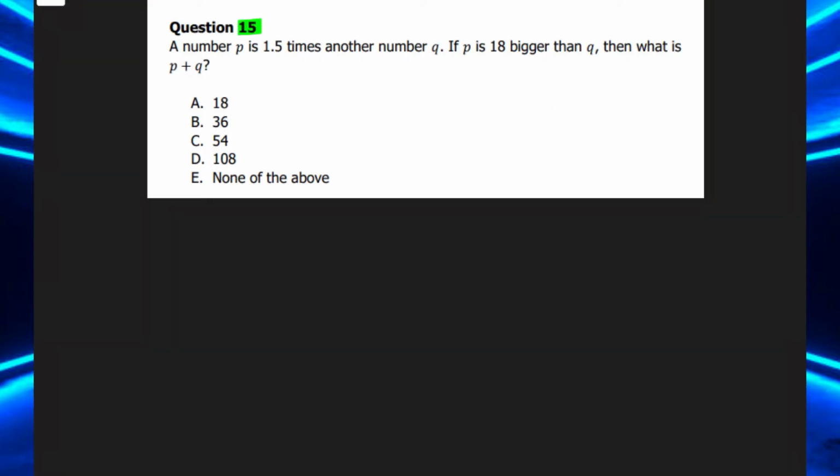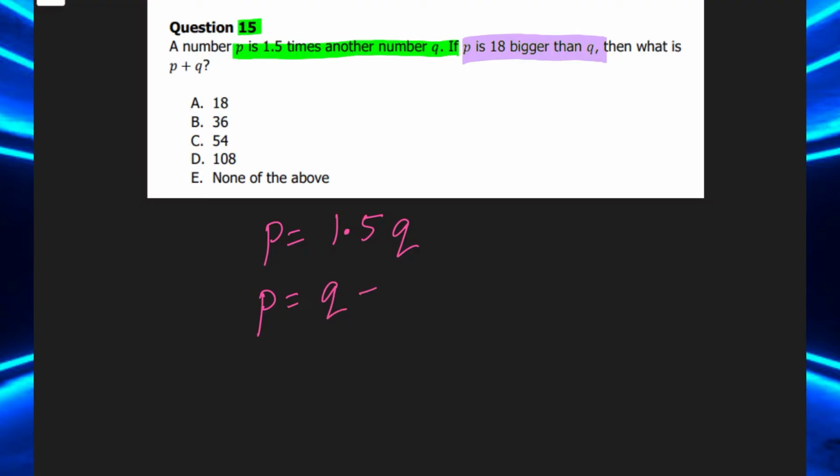Question number 15. A number P is 1.5 times of Q. Let's write it down. So P equals 1.5 times Q. And then P is 18 bigger than Q. Let's write that down too. P is Q plus 18. And these are the 2 equations that are given to us, two clues. What is the number P plus Q?